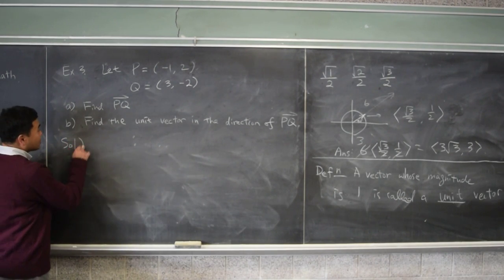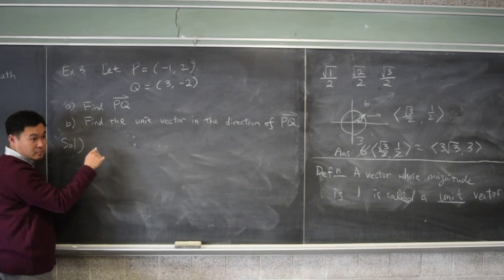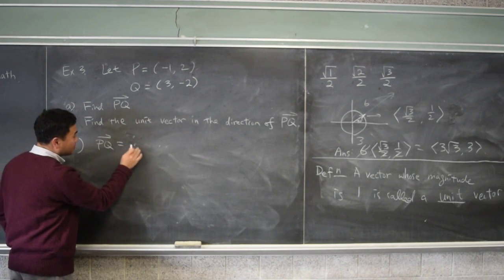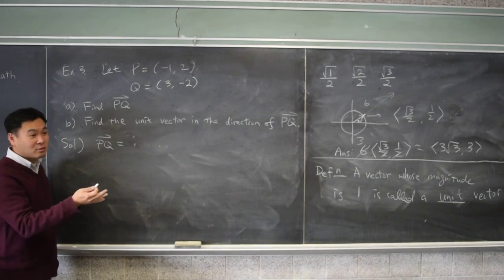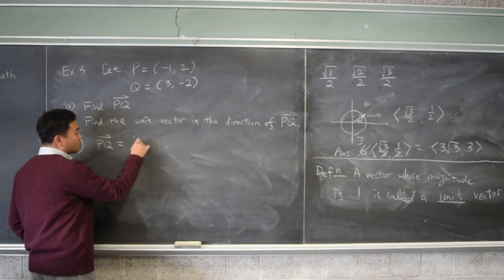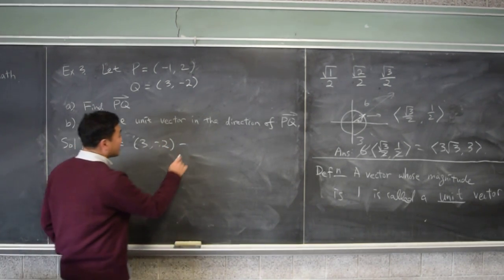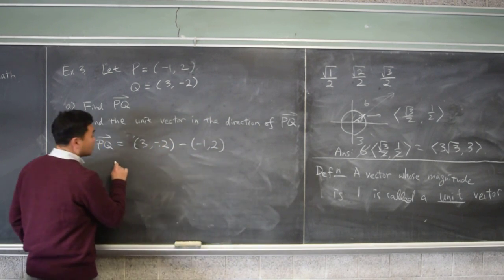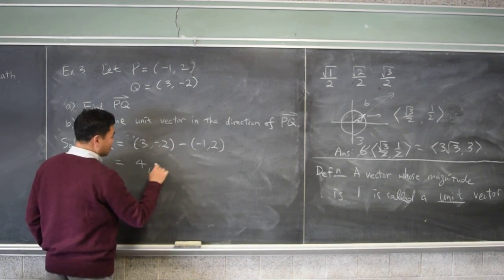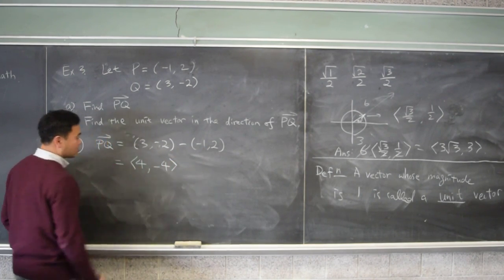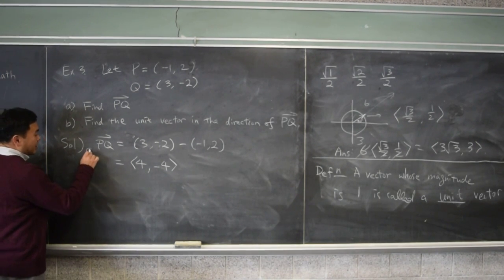Okay, so solution. What do you do for the first one? Part A. PQ is, what do you do? Terminal minus initial. That's the formula, right? So you do terminal, which is (3, -2), minus initial, which is (-1, 2). And therefore it's 3 minus negative 1, which is 4, and negative 2 minus 2, which is negative 4. That's what we have. All right, so that's the answer to A.